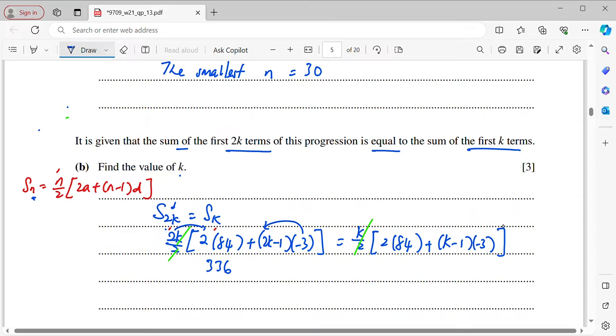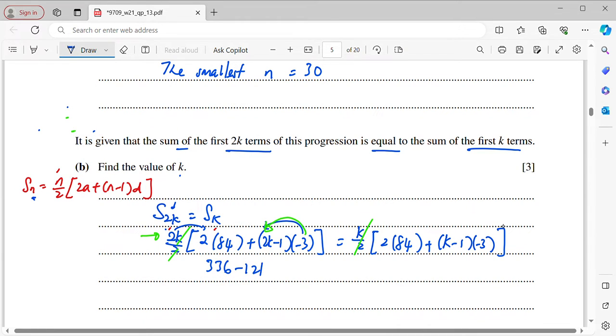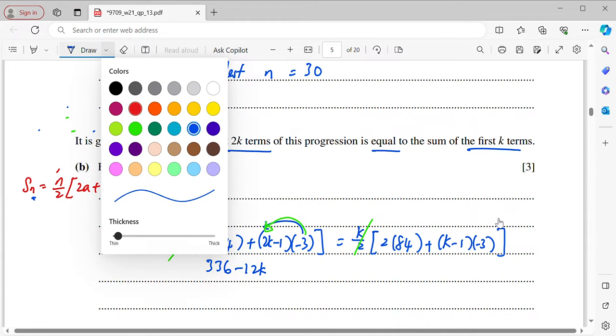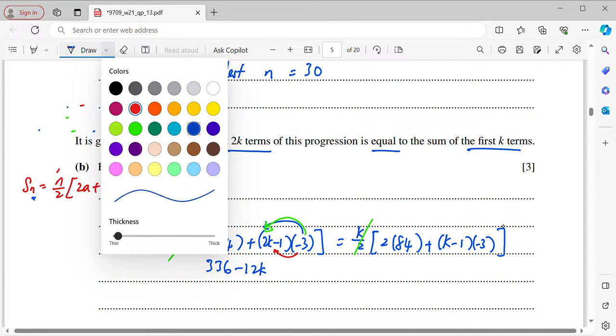So now when you do expansion, minus 3 times 2k, it will be minus 6k. So minus 6k together with the 2 outside, it will be minus 12k. And same goes to the next one. Minus 3 times minus 1 is 3. 3 times 2 will be 6. So plus 6.